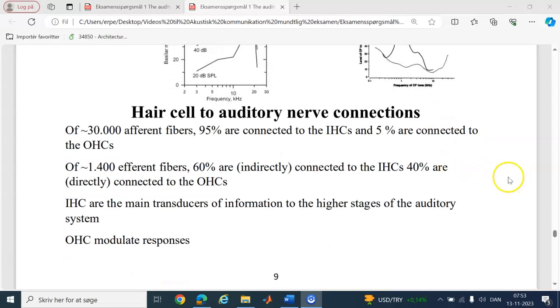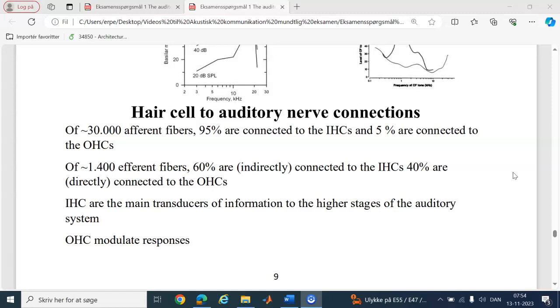Of those 30,000 afferent fibers, 95% are connected to the inner hair cells and 5% to the outer hair cells. Of 1,400 efferent fibers from the brain back to the hair cells, 60% are indirectly connected to inner hair cells, and 40% are directly connected to the outer hair cells.